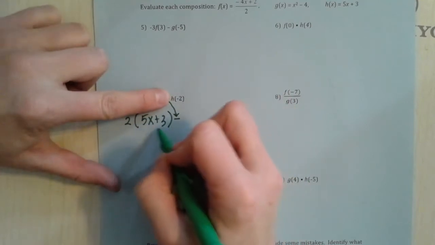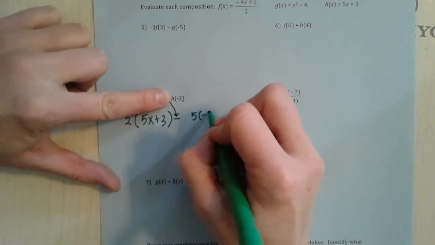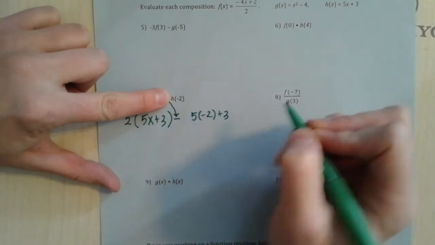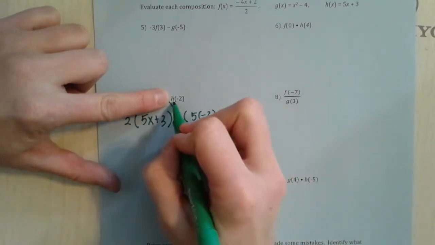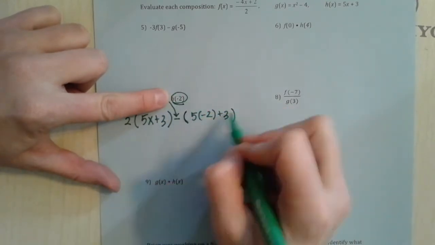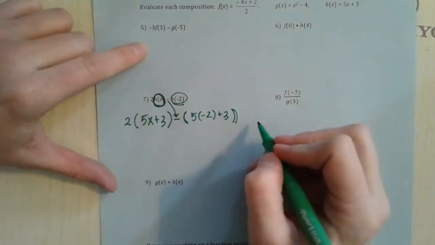So I'm going to take my same h function, and I'm going to replace my x with negative 2. 5 times negative 2 plus 3. Okay? And we're going to put that guy in parentheses because your whole function needs to be in parentheses, just like that. Okay, so now we're going to simplify.